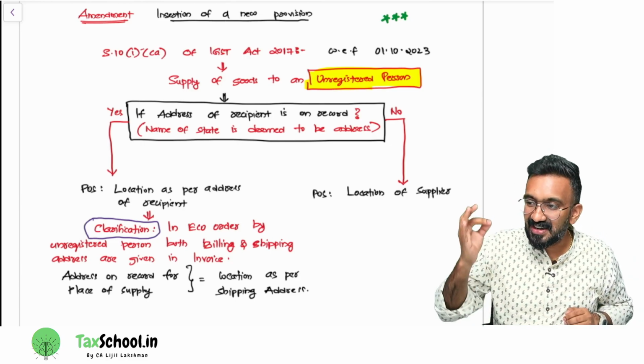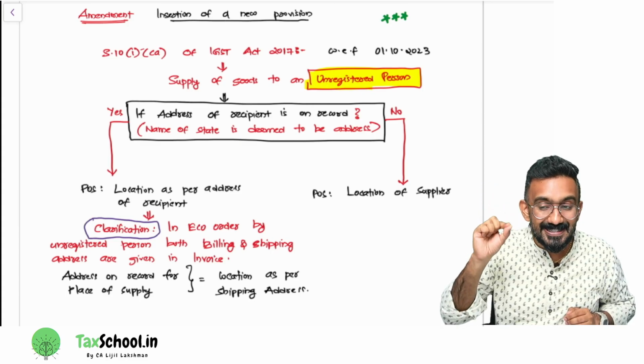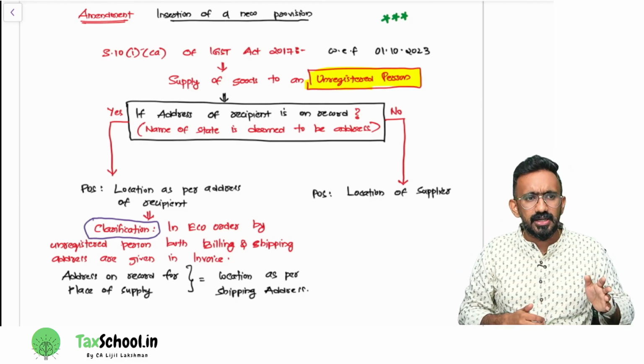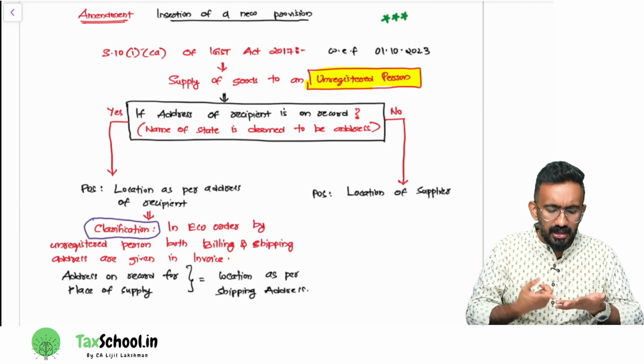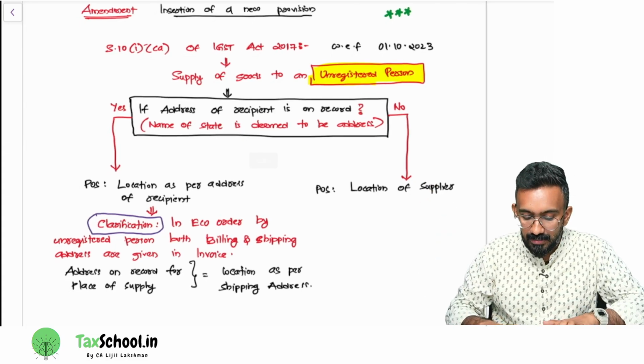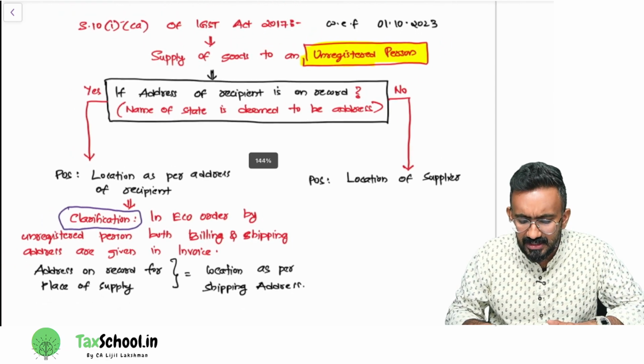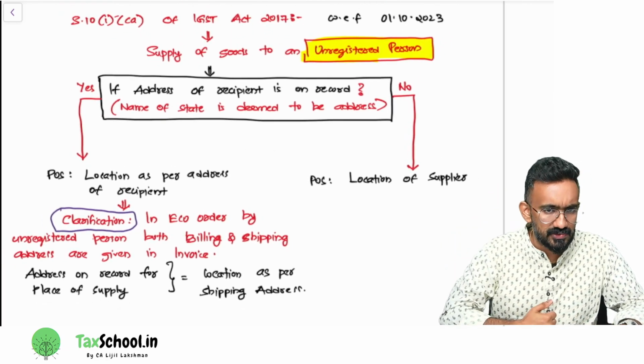by giving the correct address in the bill. So when I say correct address, should I give the full address, my road number, building number? No. I have written something in bracket here. Name of the state is deemed to be the address. I just have to say that it is Kerala, and then automatically place of supply will become Kerala.